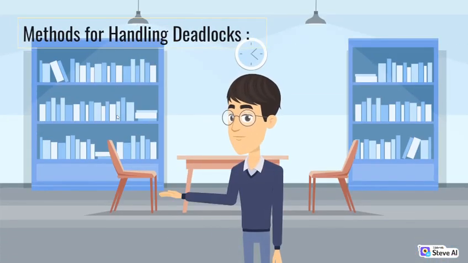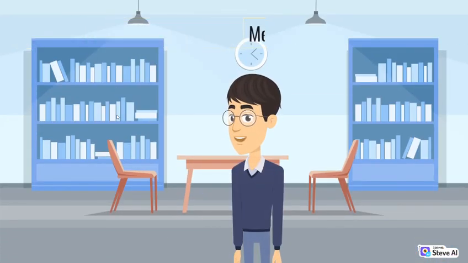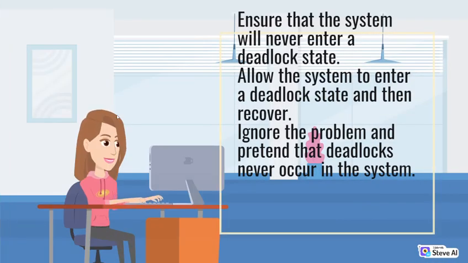Methods for handling deadlocks. Ensure that the system will never enter a deadlock state. Allow the system to enter a deadlock state and then recover. Ignore the problem and pretend that deadlocks never occur in the system.